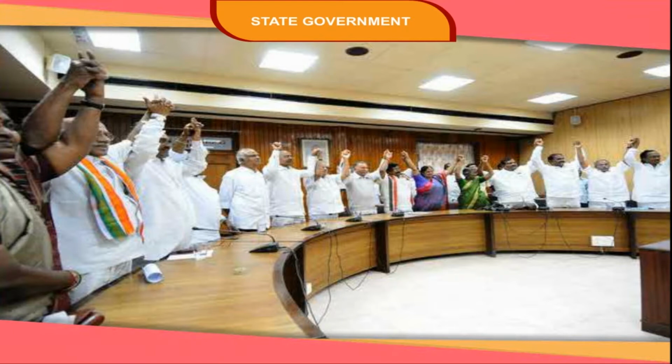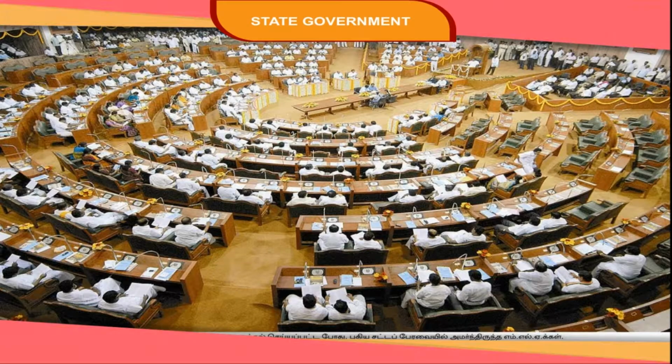To become a member of the Legislative Council, a person should be a citizen of India and at least 30 years of age. He has to fulfill all other qualifications as specified by the Constitution. Unlike the Legislative Assembly, the Legislative Council is not a directly elected body. 1/3 of its members are elected by the members of the Legislative Assembly. Another 1/3 of its members are elected by the members of local government bodies.